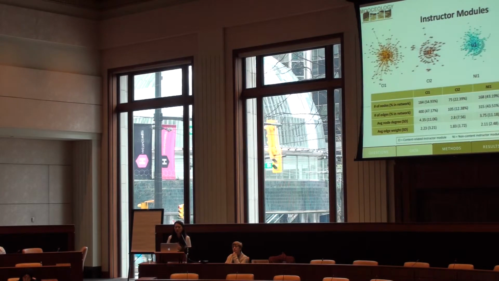Next, let's look at the instructors. Here are the four modules that we found contained instructors, U1 and U4-17. When looking at the structure of the network, the first thing we may notice is they are all hub-and-spoke structures, with the instructor being the only central node at the center. This means interactions in these modules are highly instructor-centric.